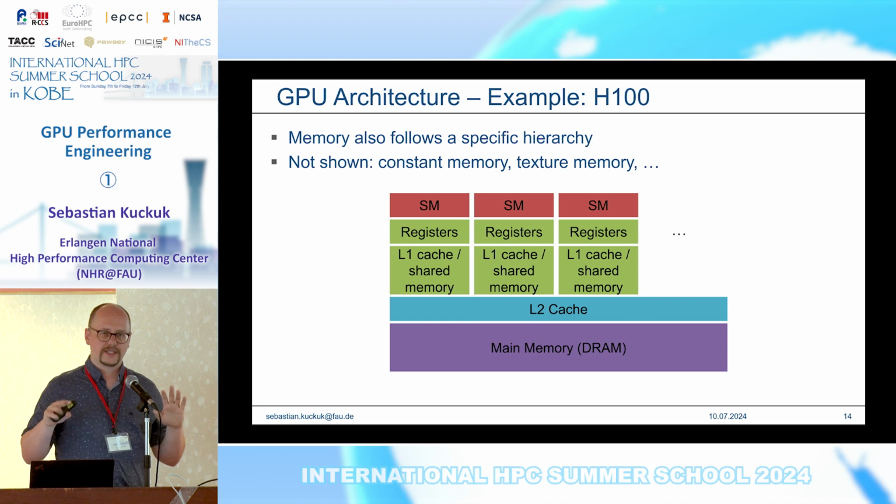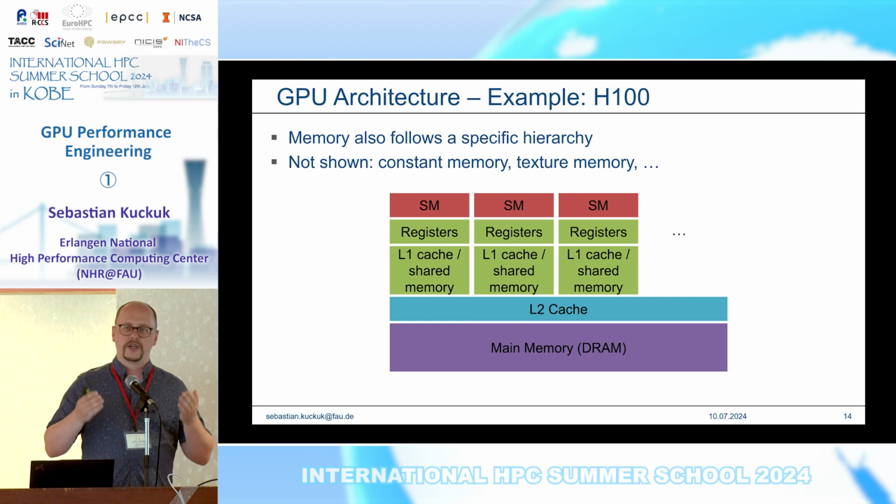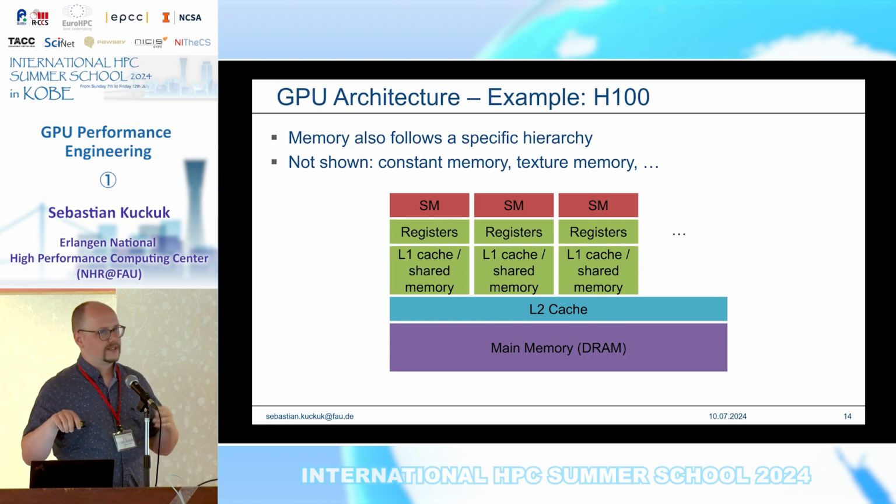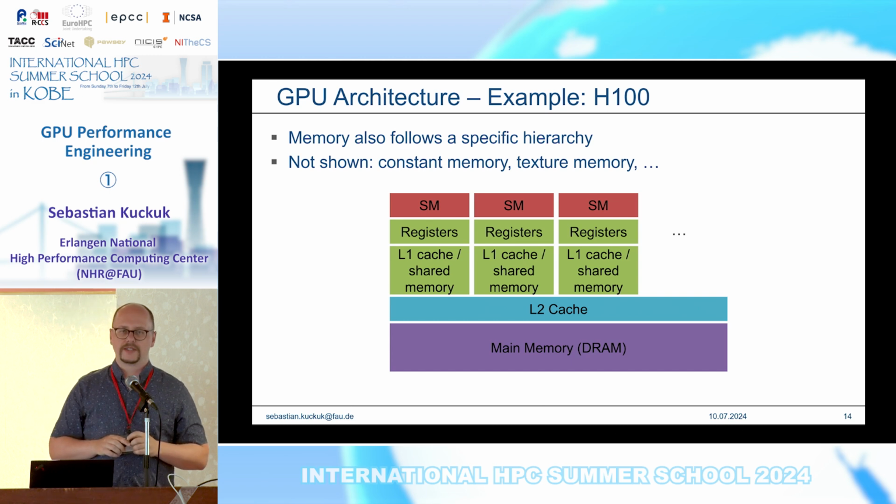Shared across all the SMs is a bigger cache, which is available to the whole GPU. Again, buffering all the intermediate values and the values that you access repeatedly. And then there's a main memory behind that. This is the one where your data usually comes from.